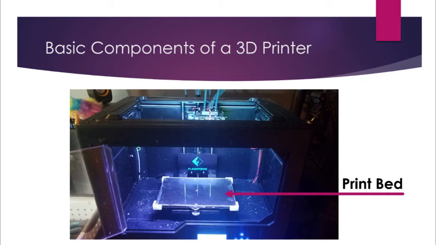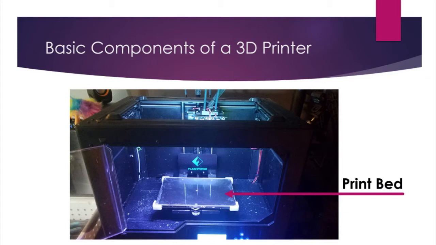I wound up upgrading the bed that was on here to a glass bed, primarily because it adheres a little bit better to ABS plastic, which is a material I was printing quite a bit with. I still do on occasion. I've pretty much switched over to PLA. It's just easier to print.